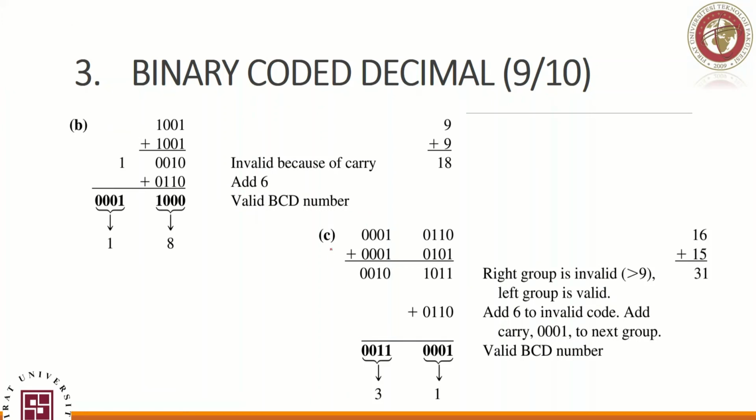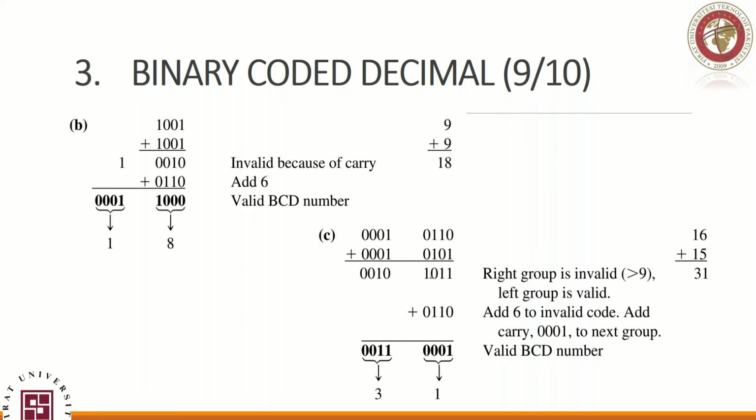This is a bit harder, C. We have 0, 1, 1, 0 plus 0, 1, 0, 1. Okay, 0 plus 1 is 1. 1 plus 0 is 1. 1 plus 1 is 0 with 1 carried. The 1 carried will be represented in this digit, the last one here.